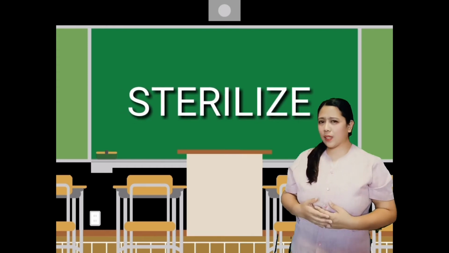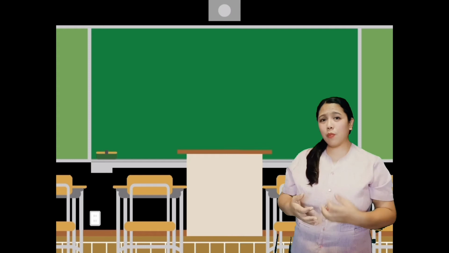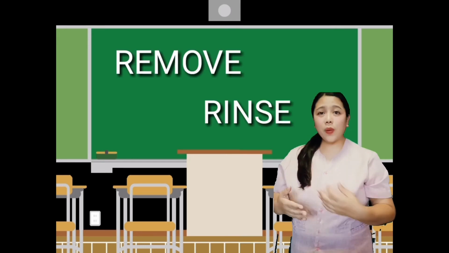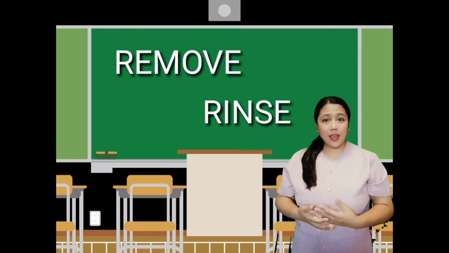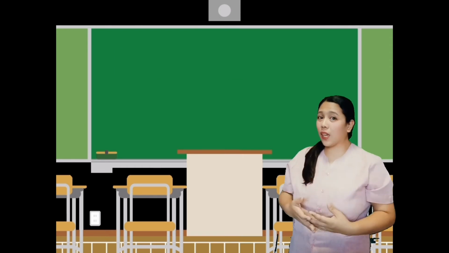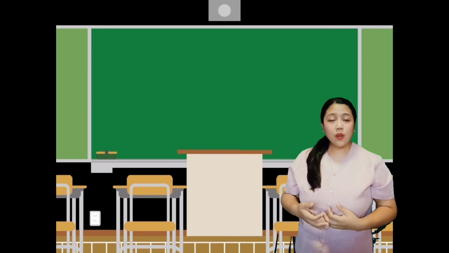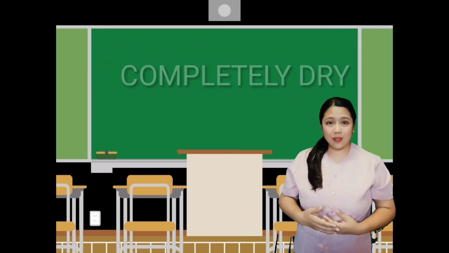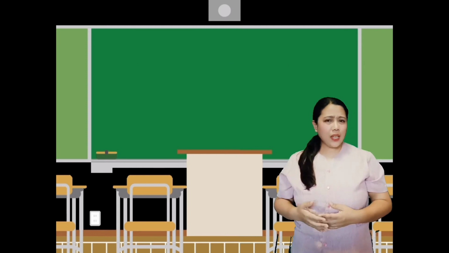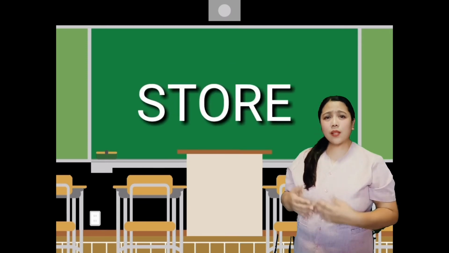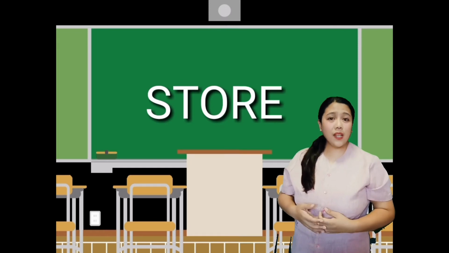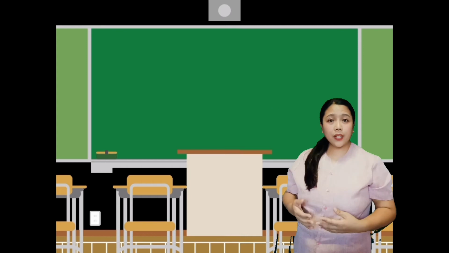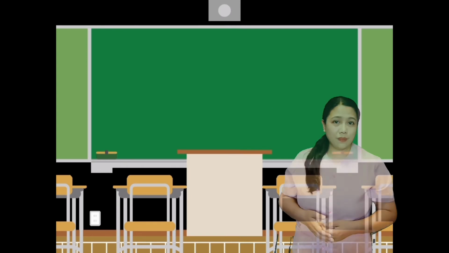After sterilizing, you're going to remove the implements and you're going to rinse it again. So after rinsing, you're going to dry. It is completely dry. Then after drying, you're going to store the implements in a clean drawer or airtight container.